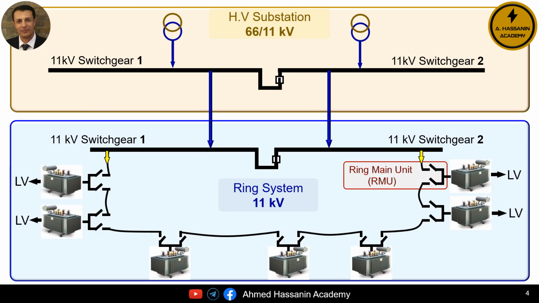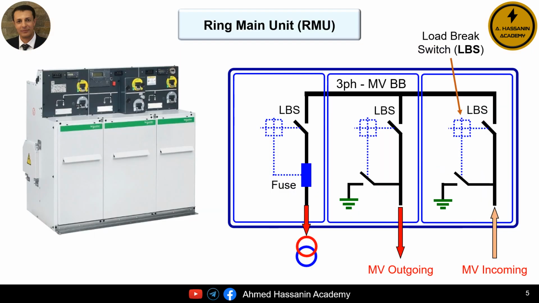I also explained earlier that one of the most important components of the kiosk transformer is the ring main unit, RMU, which is considered the core element in the operation of the ring distribution system. We have learned that the ring main unit, RMU, contains several load break switches, LBS, used for both the incoming and outgoing medium voltage, MV, cables in the ring distribution system.